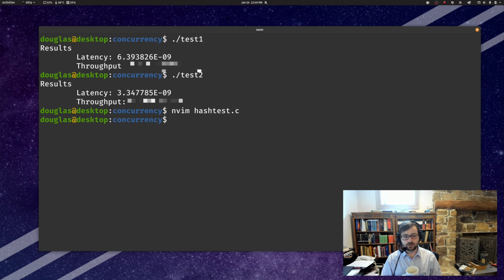Now above here, you can see the results of running this program. This is the hash test program. One of these was compiled with multi-threading enabled, and one of them was compiled with no multi-threading. Now I have actually blurred out the throughput numbers because what I'm mostly interested in right now is the latency numbers. And you'll notice that surprisingly, the latency is actually different. Not much different, about a factor of 2, but it is different.